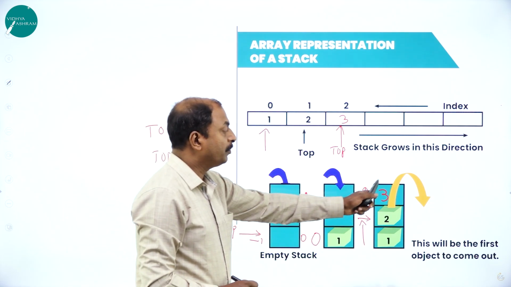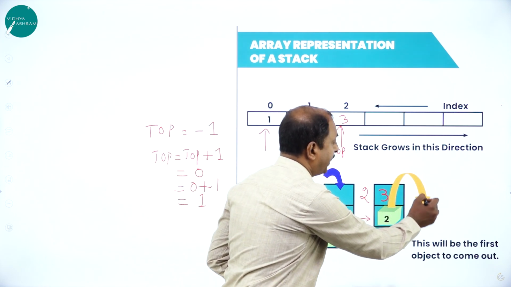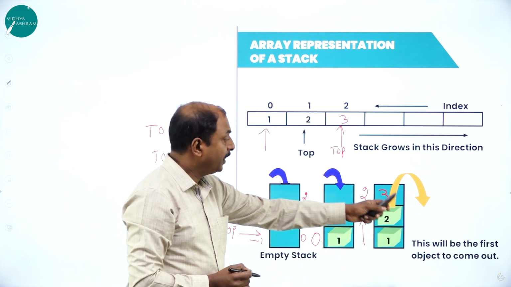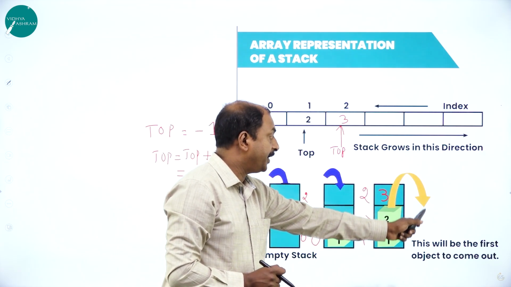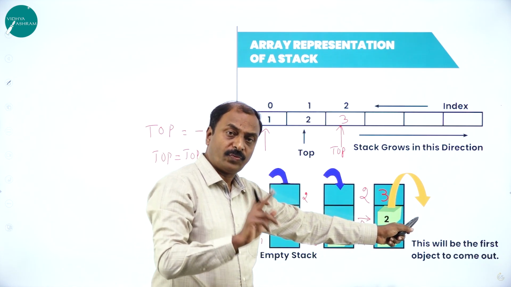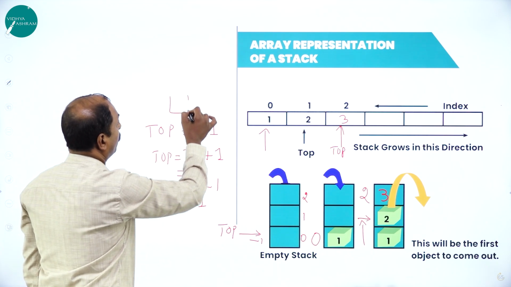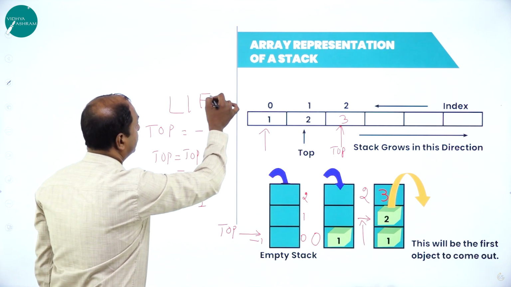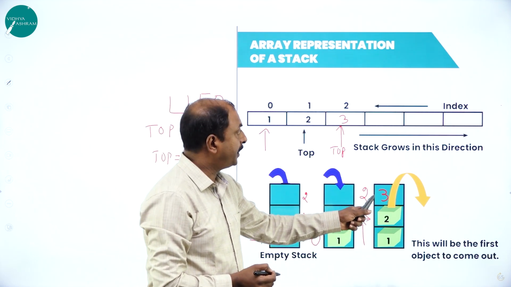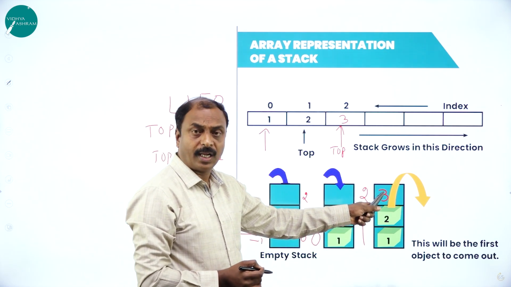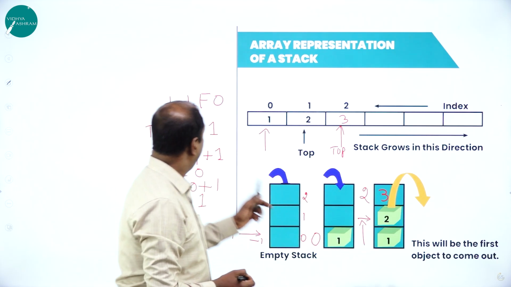Now, if you want to remove an element from the stack, we have to remove only the last element. In this example, 3 is the last element inserted, so that has to be deleted first. That is the meaning of the concept LIFO, last in, first out. 3 is the data item we have inserted last, so that has to be removed first. That is the meaning of LIFO.